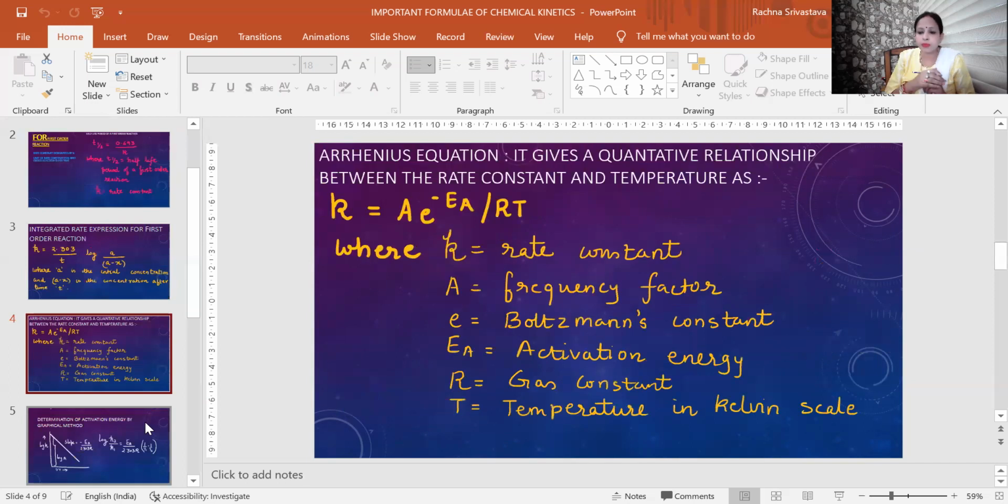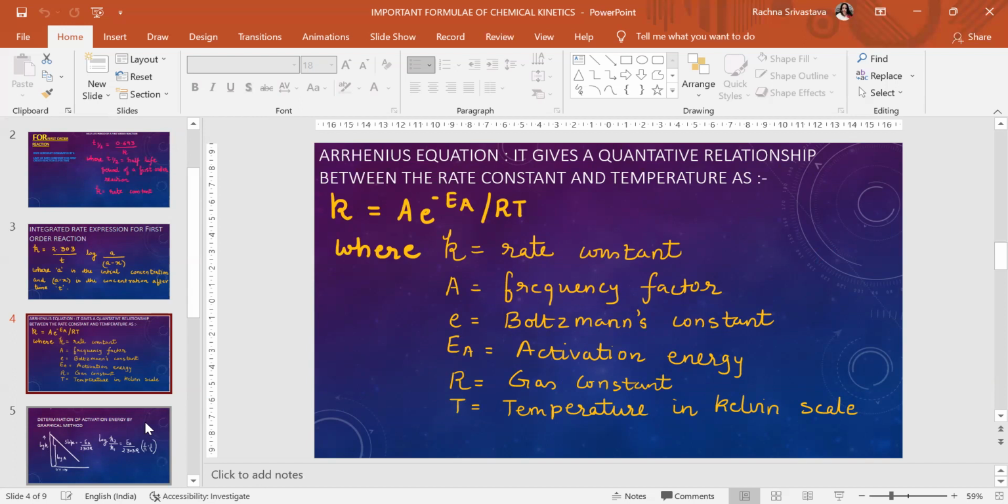Then comes the next important topic of this chapter, your Arrhenius equation. The significance of this Arrhenius equation lies in the information it gives: a quantitative relationship between the rate constant and the temperature. The equation says K is equal to A e raised to the power minus Ea divided by RT, where K is the rate constant, which we have already discussed. A is the frequency factor, e is the base of natural logarithm, Ea is your activation energy, R is the gas constant and T is the temperature in Kelvin scale.